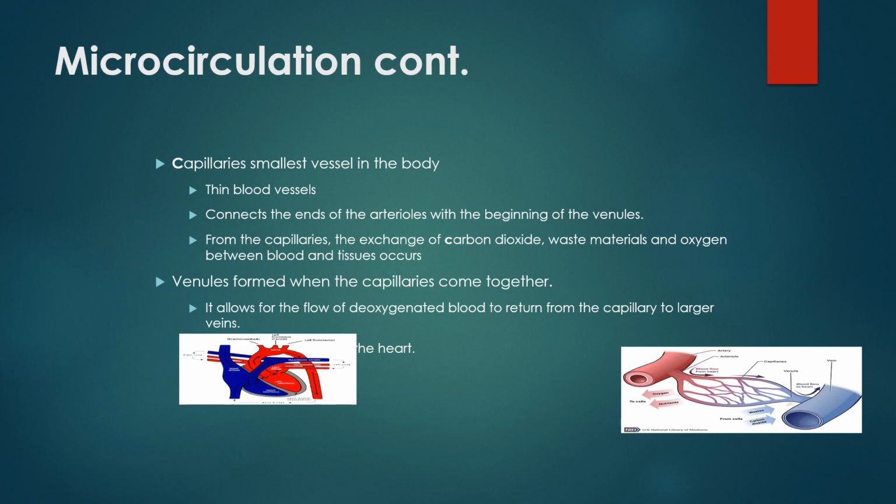Venules are formed when the capillaries come together. They allow for the flow of deoxygenated blood to return from the capillary to larger veins. And the veins then return the flow to the heart. Okay, so here you have your arteries, which branch out into your capillaries. The capillaries connect the end of the arterioles to the beginning of the venules, which you can see here, and then it goes to the veins, which allow the return of blood to the heart through the IVC, then through your right atrium.